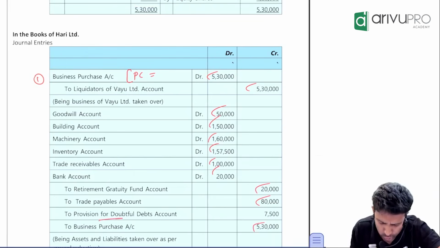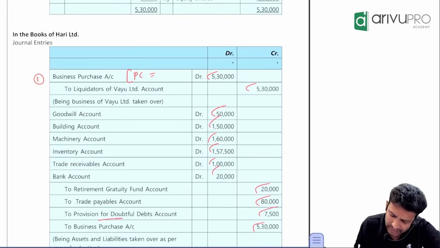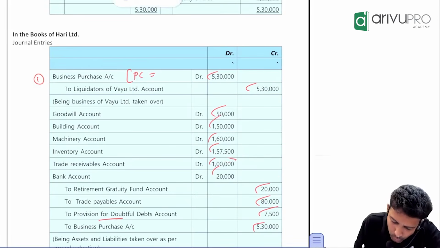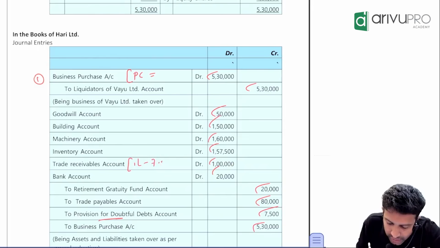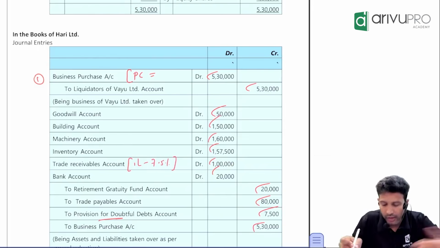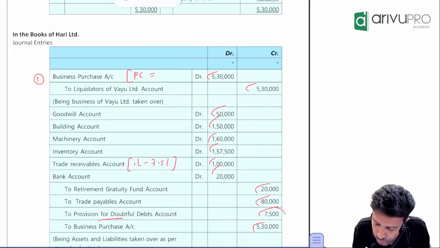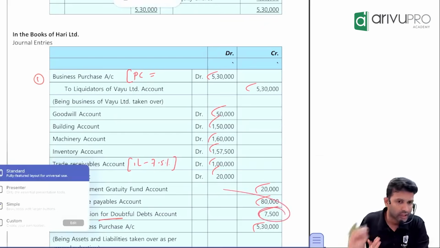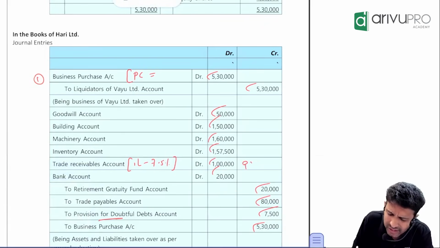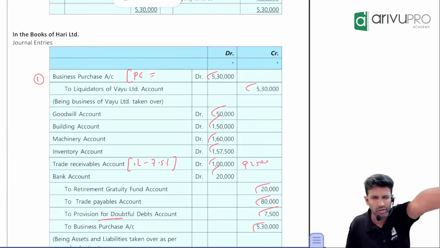Correct. This one they've shown it separately. You don't have to worry about that. We directly will show the debtors. So don't worry about why debtors is shown at 1 lakh. We did not take over debtors at 1 lakh. We took over at 7.5% lower. They have shown debtors at 1 lakh and they have shown provisions separately. Instead of that, directly you write debtors only as 90,500. It is fine. That's all right.